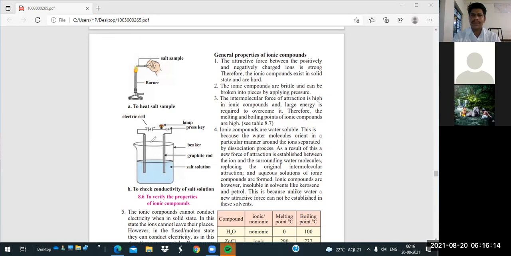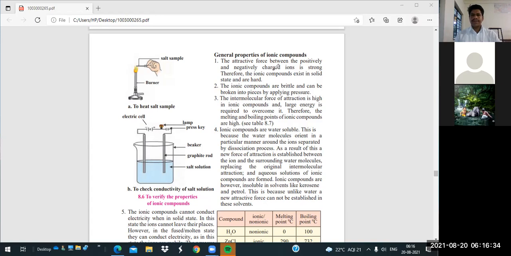So what are the properties of ionic compounds? Very simple. The attractive force between the negatively and positively charged ions is strong. Due to that reason, these ionic compounds are found in the solid state and are hard.